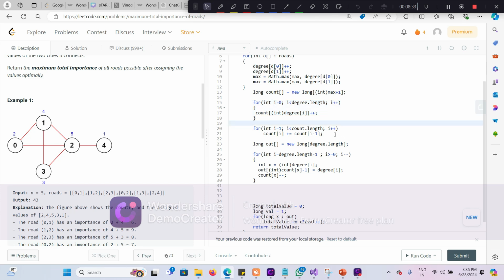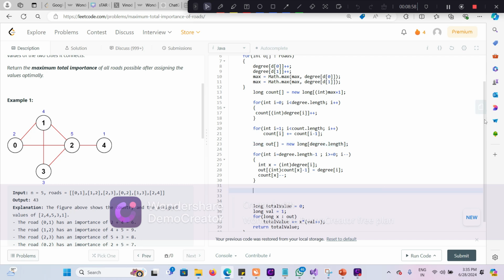Now I am doing the cumulative sum of those frequencies. The sum means count[i] equals count[i] plus count[i-1], so that is why I am starting from i equal to 1. After getting this cumulative sum, I am creating one output integer long array. Basically, in this we will park the final sorted values.